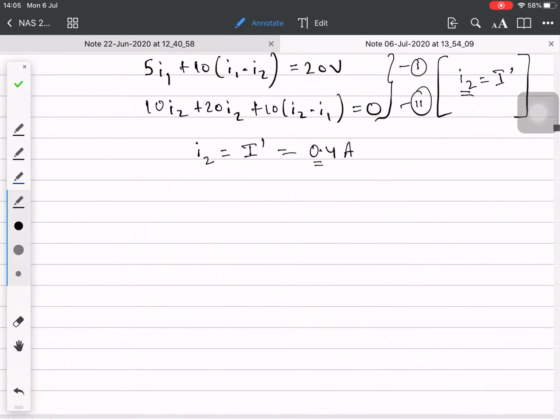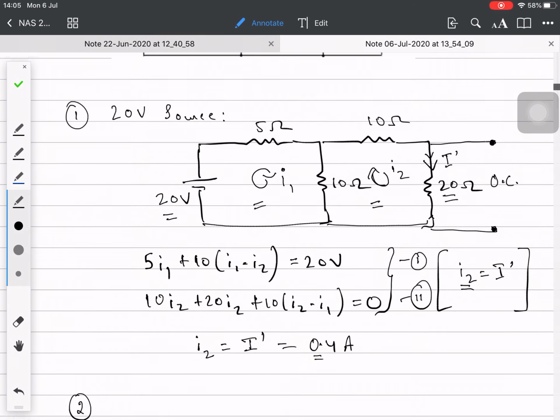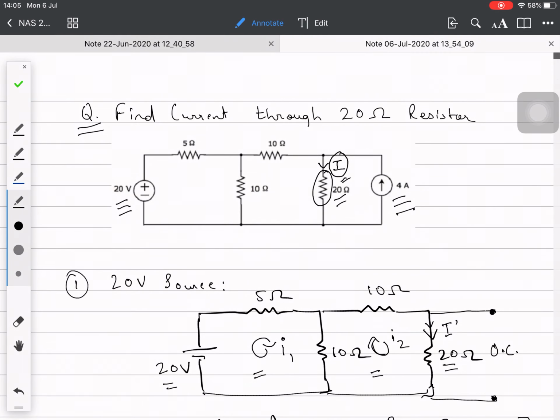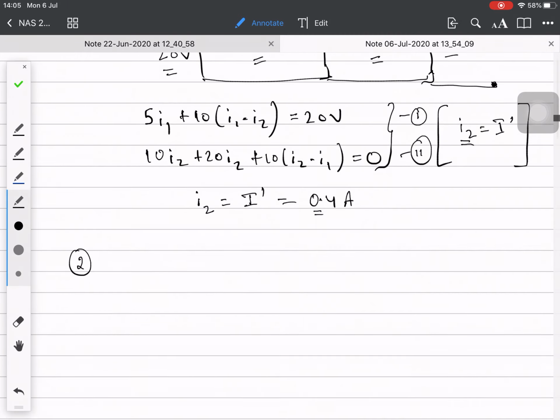Now let us go to the second part, that will be taking the response of the circuit in this branch due to the 4 ampere current source, right? So we will have to redraw the circuit again. So let's redraw.